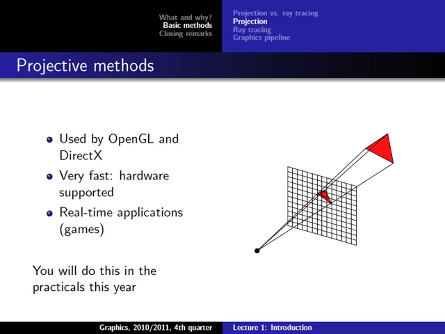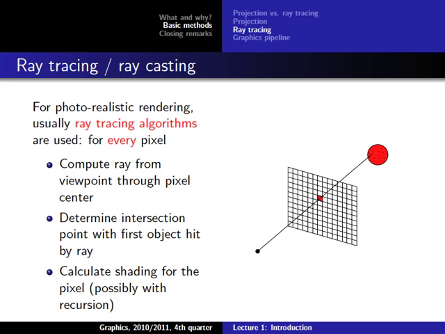And this is in contrast to the other approach, which is called ray tracing, which creates more realistic results, but on the negative side is much slower. The idea of ray tracing is basically just the other way around. For the projection, you look at the model and you project it on the screen.